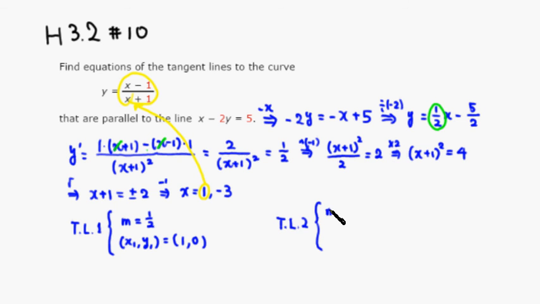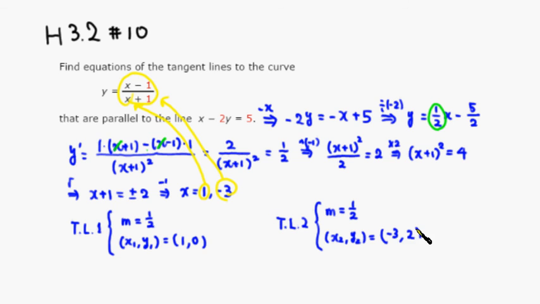For tangent line number 2, the slope is exactly the same because they both are parallel to the given line. And the point, I'm going to call it x2, y2 so that I can distinguish it from the other one. The x value is negative 3. If you plug negative 3 into the original function again, you're going to get negative 4 over negative 2, which will be 2.